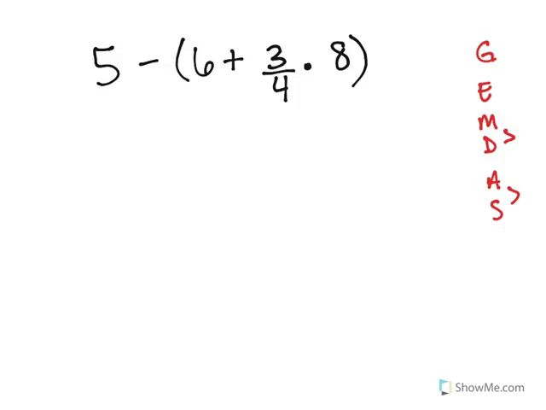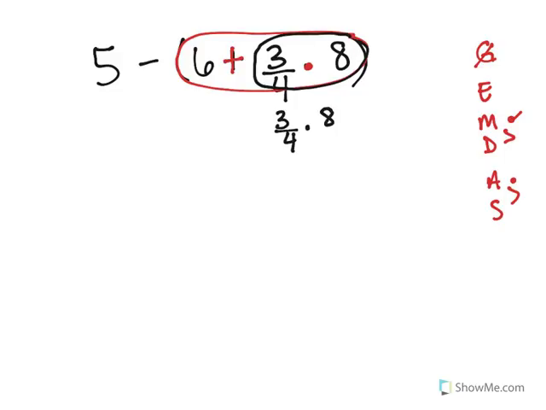All right, according to GEMDAS, I need to do group first. Circle and focus. In my group, I have multiplication and addition. So here's multiplication and addition. Based on order of operations, multiplication goes first. So I'm going to focus here right now. That says 3/4 times 8.